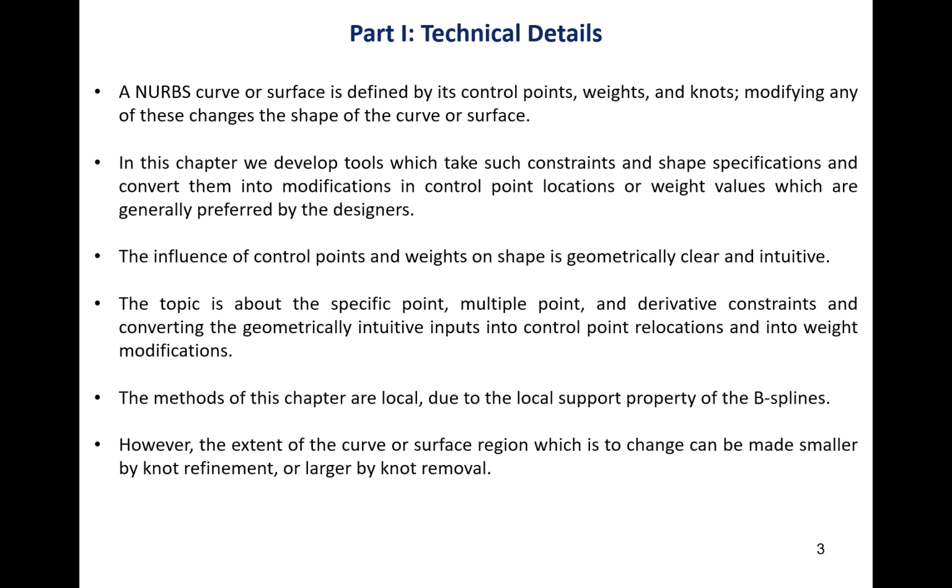This is about specific point, multiple point, and derivative constraints, and converting the geometrically intuitive inputs into control point relocations and weight modifications. The methods of this chapter are very local due to the local support property of the B-splines. However, the extent of the curve or surface region which is to change can be made smaller by knot refinement or larger by knot removal.